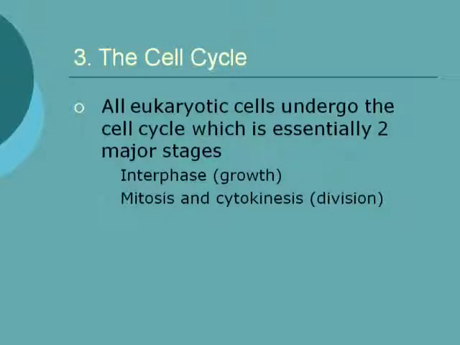Part 3 is the cell cycle. All eukaryotic cells undergo the cell cycle, which is essentially 2 major stages. First, you have interphase, which is for growth, and then you have mitosis and cytokinesis, which is cell division. Now, if we look at this as a big circle, your interphase is going to be basically all of it except for this little section here. So all of this in here is going to be your interphase, and this little slice right here is going to be your mitosis and cytokinesis.